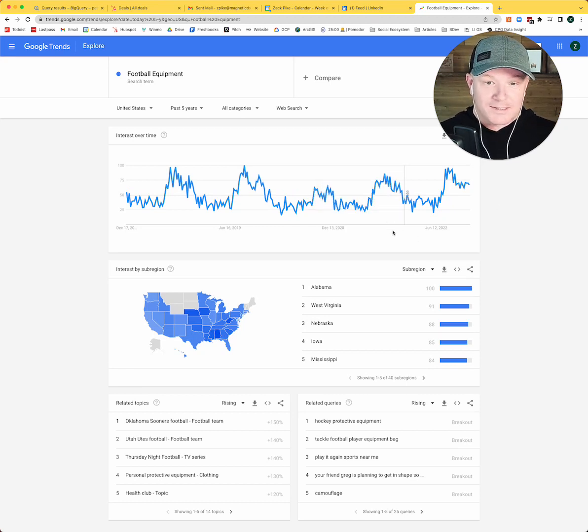But if I look at this, we see there's some obvious seasonality in searches around football equipment. It starts early July, maybe mid-July, and it tails off end of December, 1st of January. That kind of makes sense to me, right? When you think about what the youth sports football season typically is. But what you can really use this for is for planning.